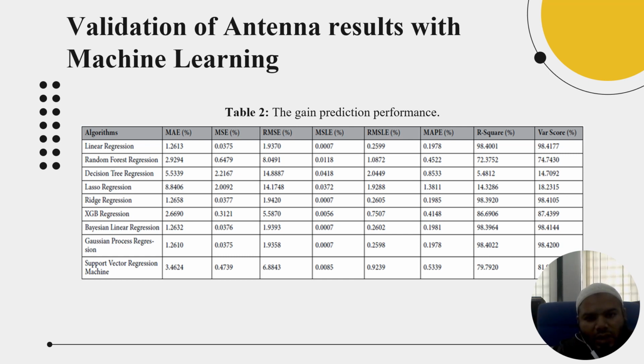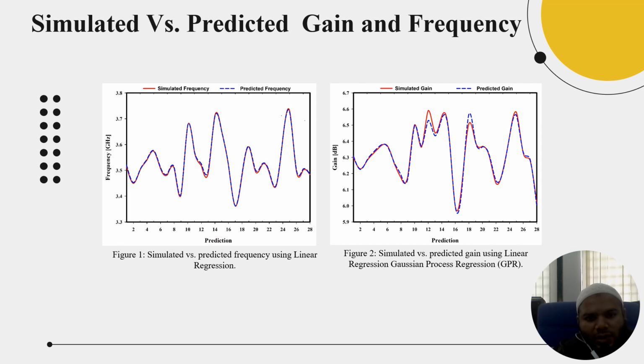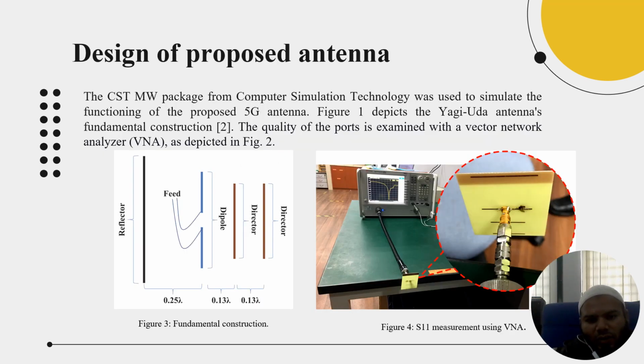So according to this analysis, we got the simulated frequency versus predicted frequency in the left figure, and the right figure is for the simulated gain versus the predicted gain. For the frequency prediction, linear regression gives the best results, and for the gain prediction, Gaussian process regression gives the best results.